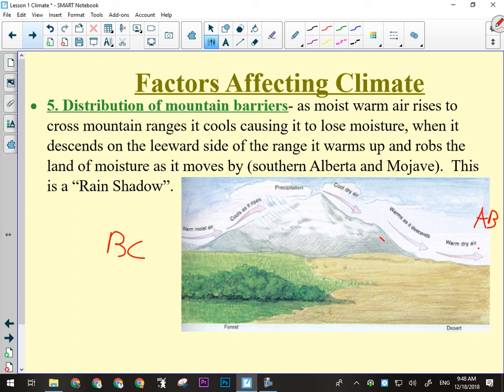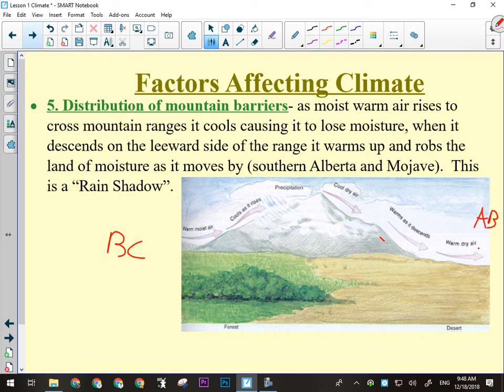How many people have ever been to Hawaii? Okay, Hawaiian Islands show this effect perfectly. One side of each island is lush tropical rainforest. The other side is a dry lava bed. Okay, and it's not because the volcano only spills off one side. It's because the mountains, the volcanoes, are so tall that the moisture all falls out on the one side before getting to the other. So one side is always going to be dry, the other side is always going to be very moist.